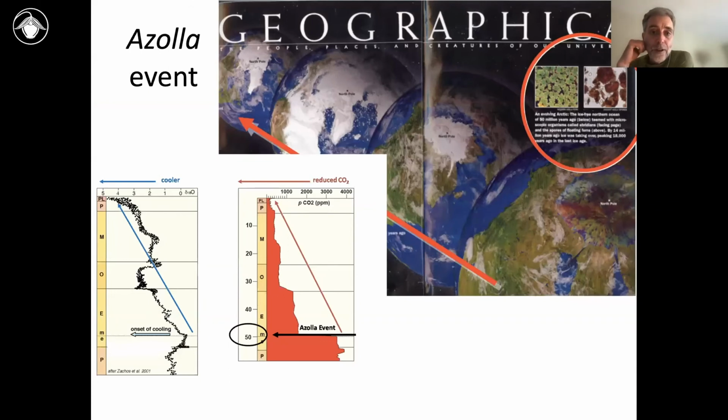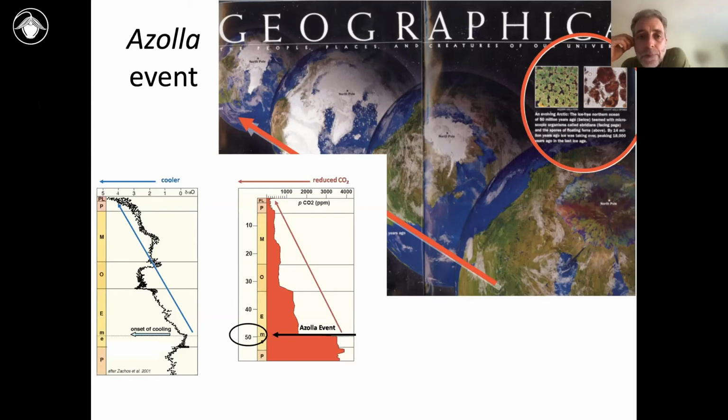Closing up Azolla, I wanted to just share one last thing. So I already mentioned it fixes nitrogen, which allows it to grow incredibly quickly. And it appears that this growth spurt actually had global ramifications, this fast growing ability, about 50 million years ago.